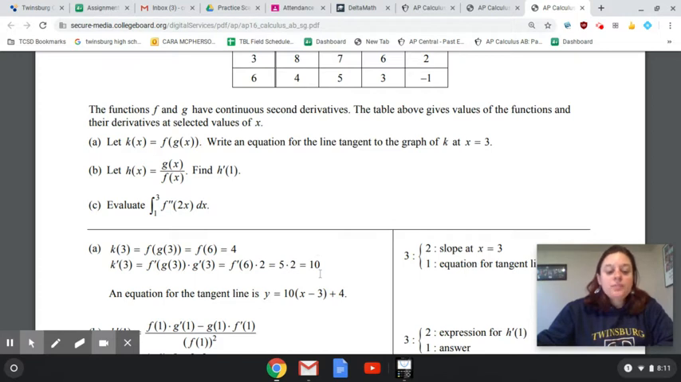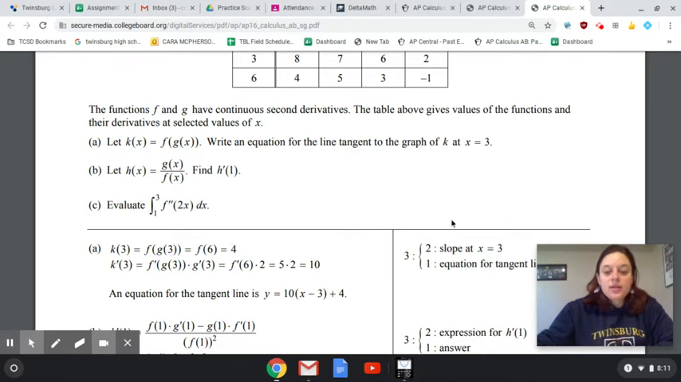To get the tangent line, you also need a point. So your x value is 3. The y value is going to come from putting 3 into this composite function. Again, work inside out. So you're going to figure out g of 3, which is 6, and then f of 6, which is 4, all of that coming from the table.